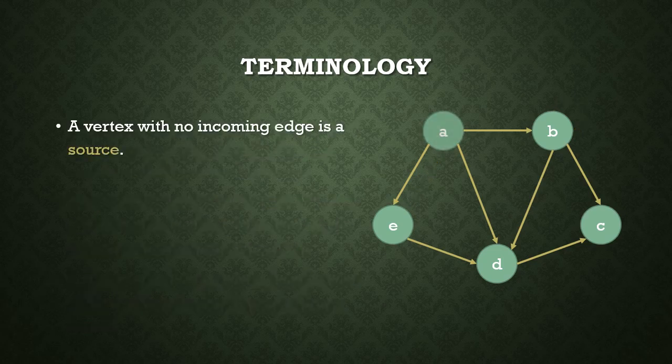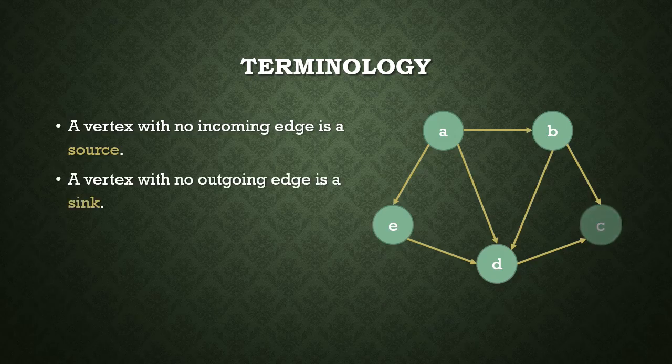A vertex with no incoming edge is a source. So here A is a source because it does not have any arrow coming into it. A vertex with no outgoing edge is a sink. So here C is a sink node because it only has incoming edges. It does not have any outgoing edges.